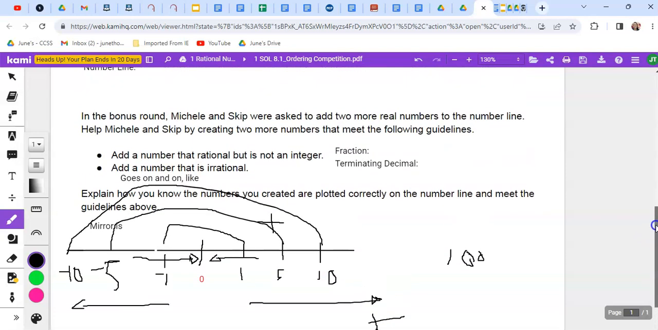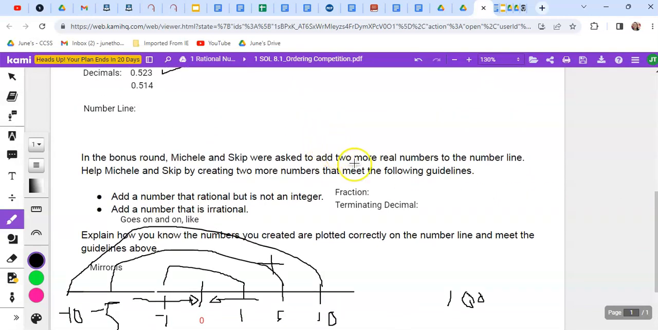One more thing. On this, they want you to add a number that is rational but not an integer. Integers are all whole numbers. What are the whole numbers? 1, 2, 3, 4, 5, and we go on and on. Those are the whole numbers. Integers are whole numbers and their opposites. What's the opposite of 1? -1. Let's put it on this side.